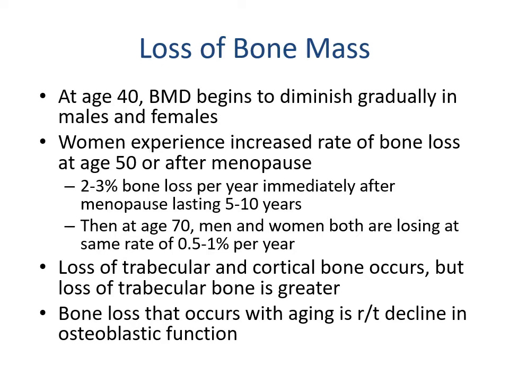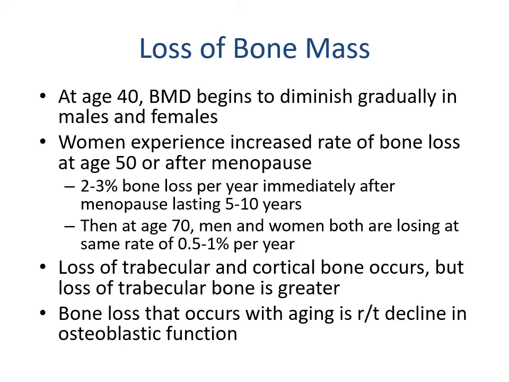So men are just kind of on this linear, slowly losing bone, whereas women have this period of time due to a change in estrogen where they lose a whole lot of bone and kind of race ahead, and then they slow down. And so what we're trying to protect their skeletons from is that big jump. Now, a loss of trabecular and cortical bone occurs, but a loss of trabecular bone is going to be greater. And again, this is where we see the fractures, right? Is at the very ends of the shafts of the bones.